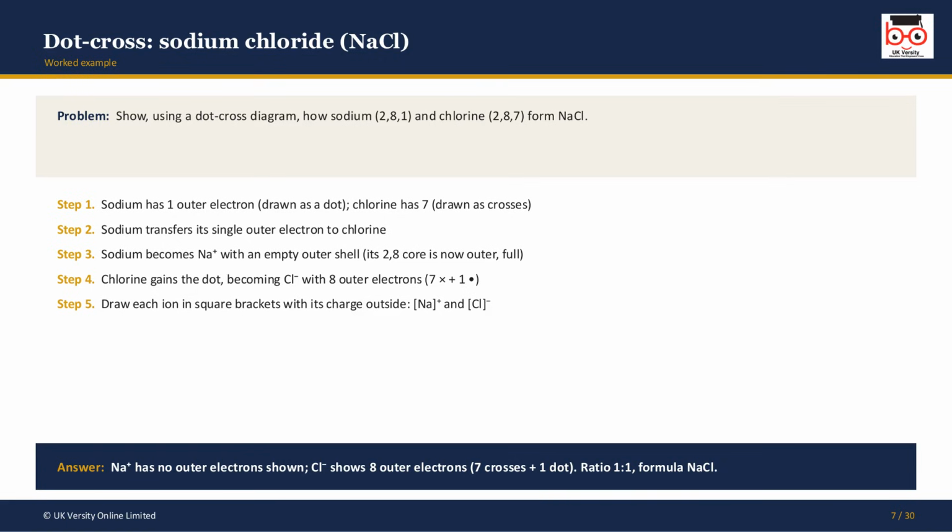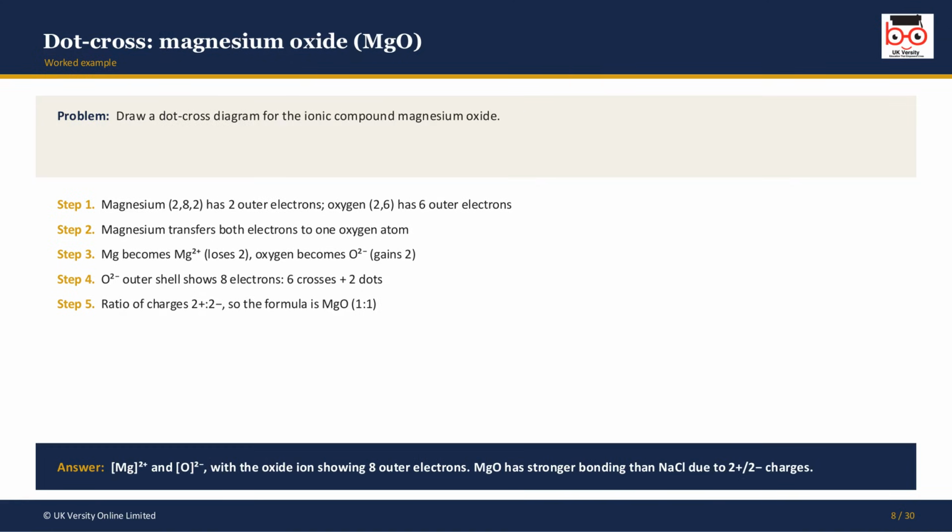Sodium transfers its single outer electron across to chlorine. Sodium becomes a sodium plus ion, its outer shell now empty, with the full 2, 8 core beneath. Chlorine gains that dot and becomes a chloride ion with 8 outer electrons, 7 crosses, and 1 dot. We draw each ion in square brackets with its charge outside, and since they combine 1 to 1, the formula is sodium chloride. Now magnesium oxide.